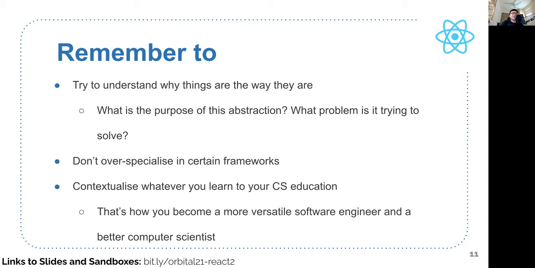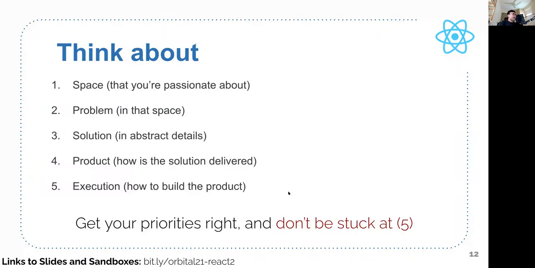But if that happens, you kind of miss the point, okay? You should really just try to contextualize and think about it in your CS eyes, to think about how things work, okay? And I guess this is probably the most important thing I want to talk about, which is that Orbital is a software engineering mod, in a sense. It's a software engineering program. It's not your CS2030, CS2040.